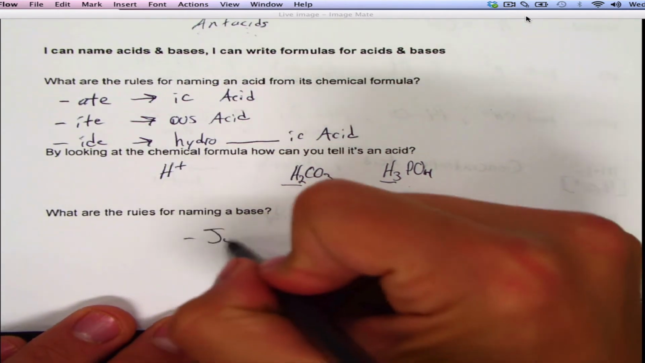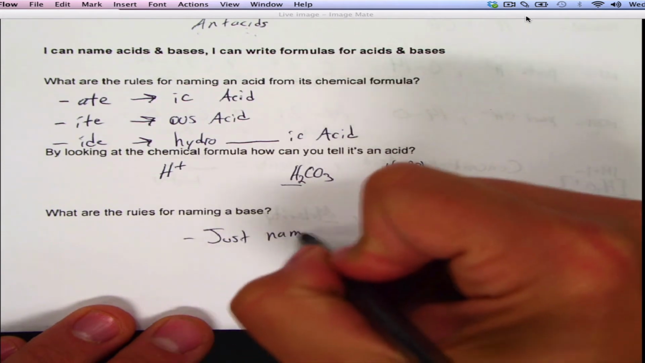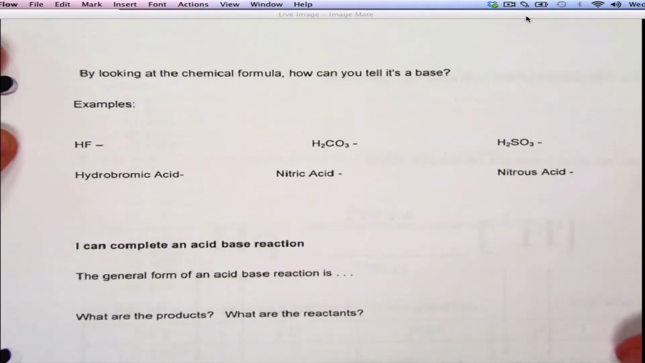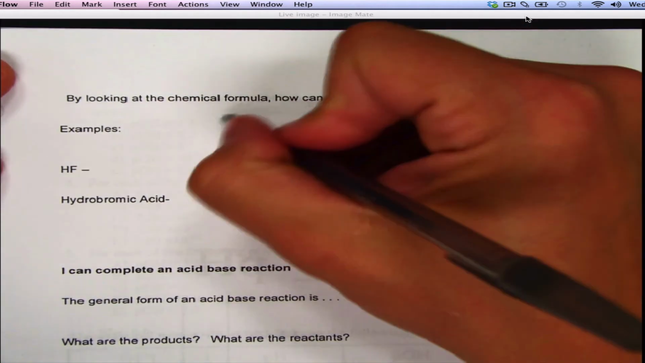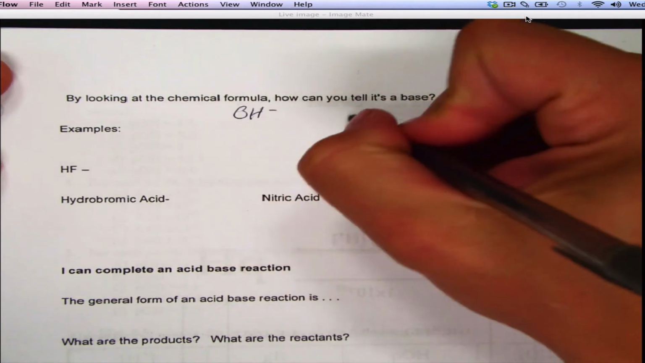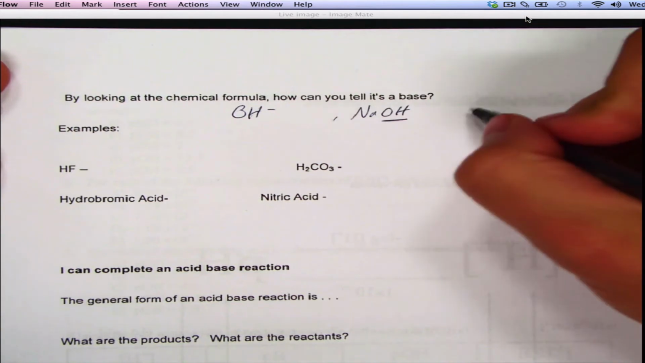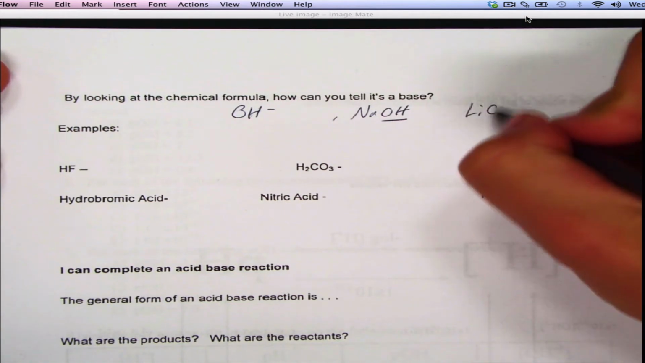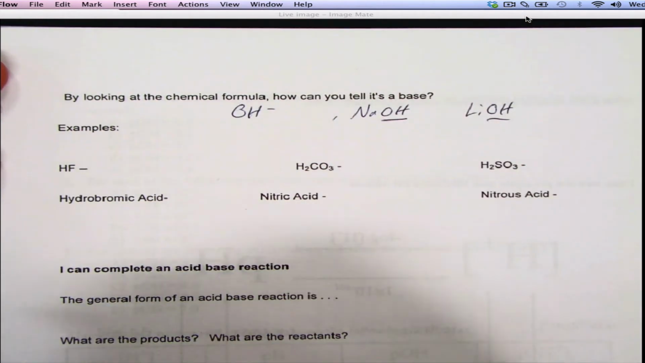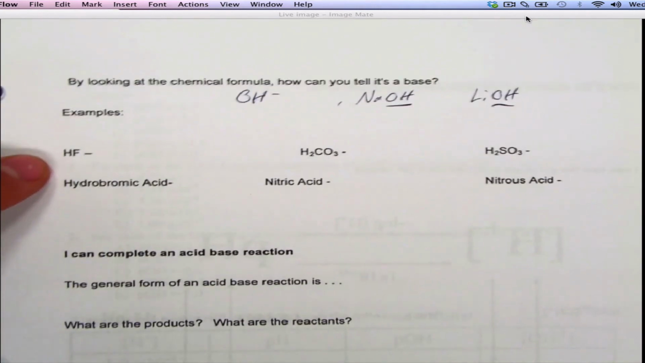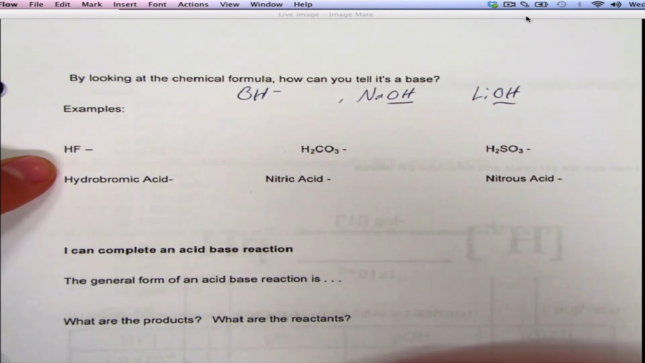Bases, really no special way of naming them. You just name it like you normally do. How do we know we're dealing with a base? Well, remember, bases always have an OH at the end. So for example, NaOH, there's my base. LiOH, there's my base, because there's an OH at the end of the formula. Let's go over some examples of how to do this.